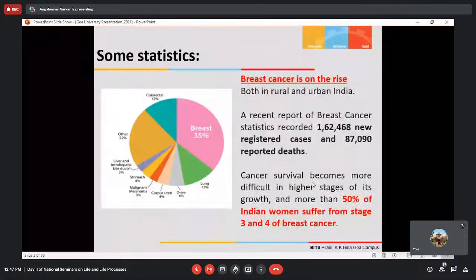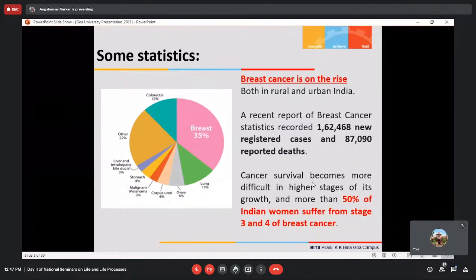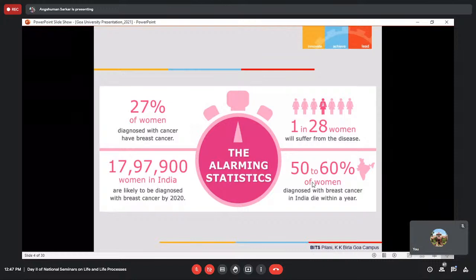It is both in rural as well as in the urban side. A recent report in breast cancer statistics showed around 1.62 lakh new cases registered, and 87,000 reported deaths already. And 50% of Indian women suffer from stage 3 or 4 of breast cancer. So you can imagine how deadly this disease is.